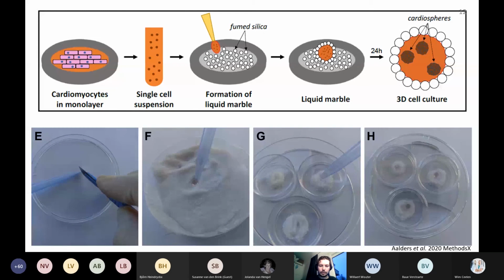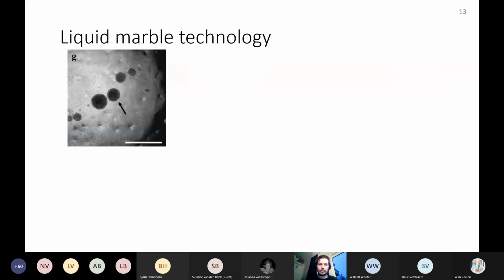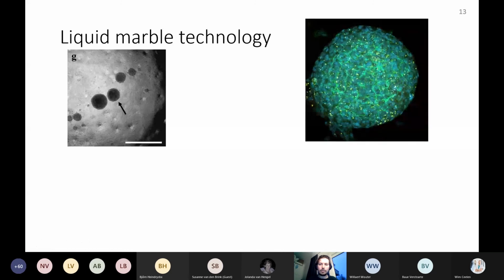So we can also then transfer these liquid marbles into smaller petri dishes. We can incubate them in an incubator, and in a relatively short time period, only 24 hours are necessary, these cardiospheres are formed. Then these cardiospheres look like this under the microscope. So this is within a liquid marble. You see several cardiospheres. And then if you do a staining for troponin T, which is a cardiac marker, we can see this nice cardiosphere.